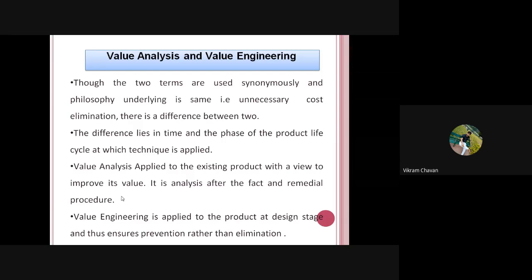Now the second terminology, that is nothing but value engineering. Okay, so this terminology is used when the product is in a design stage only. It is not in existence.